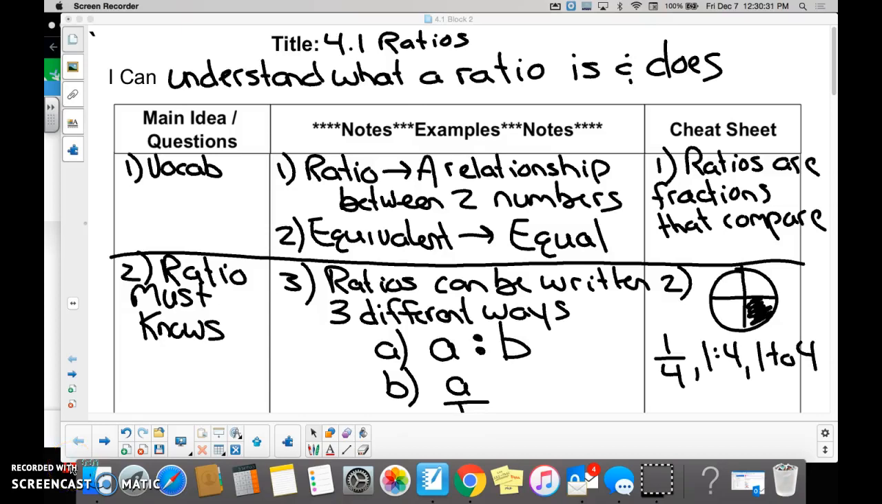4.1 Ratios, I can understand what a ratio is. Thank you, Eric. Does everyone know what a ratio is? Yeah. What is a ratio? Somebody tell me what a ratio is. Oh, hands in the air like you just do not care. Love it. Jocelyn, what's a ratio?